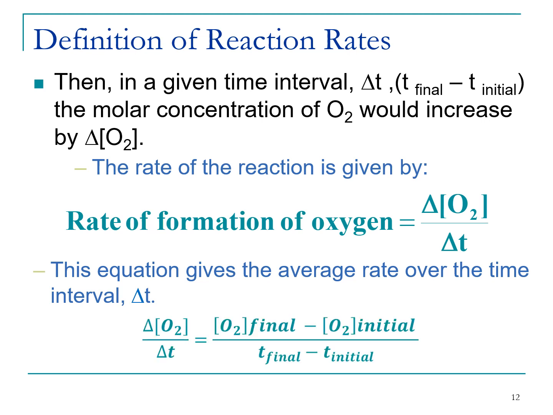Here just shows another way. So the rate of formation of oxygen, delta O2 over delta t, is the concentration of O2 at the final time minus the concentration of O2 at the initial time, divided by the difference between the final time and the initial time.